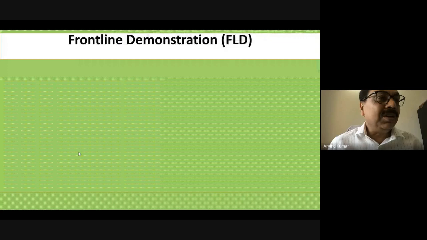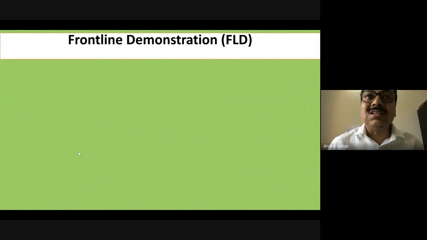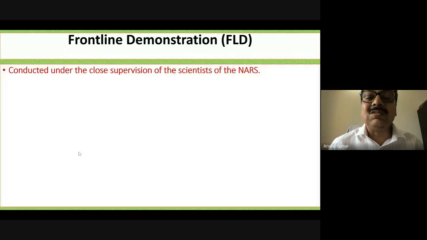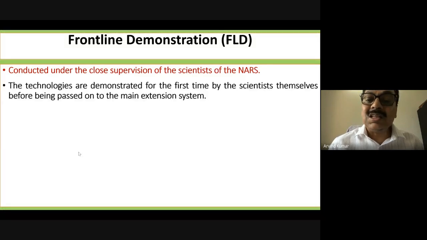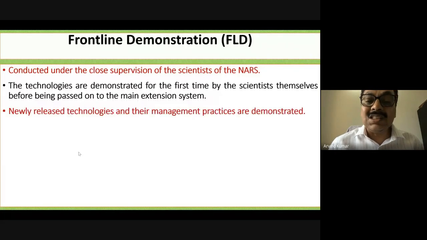So we actually conduct the demonstrations through the frontline extension system; the KVK or university conducts frontline demonstrations. Why? Because this is a demonstration conducted under the supervision of scientists of the National Agricultural Research System, and the technologies which are demonstrated are shown for the first time, that is why it is called frontline, by the scientists themselves. Therefore, it is known as frontline demonstration. So newly released technology is essential.